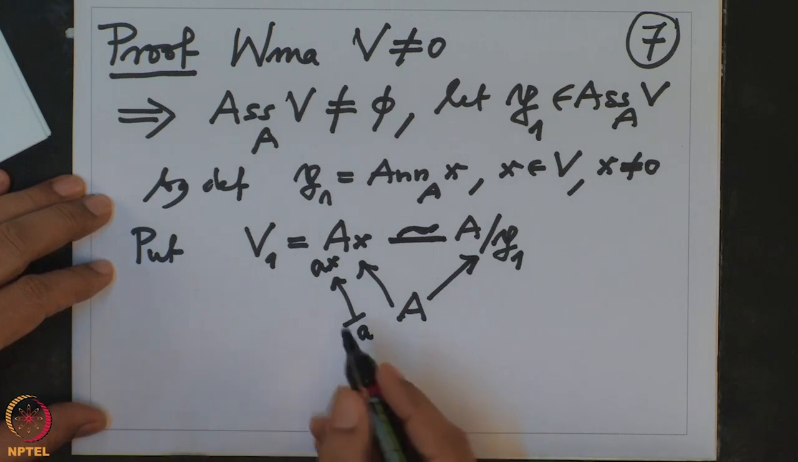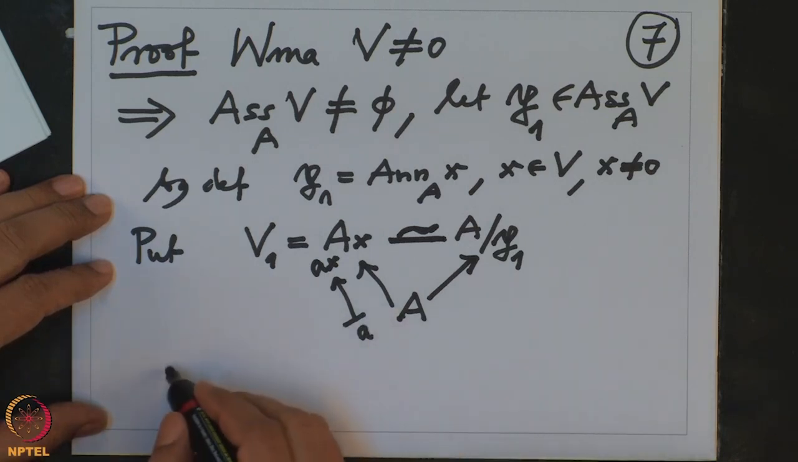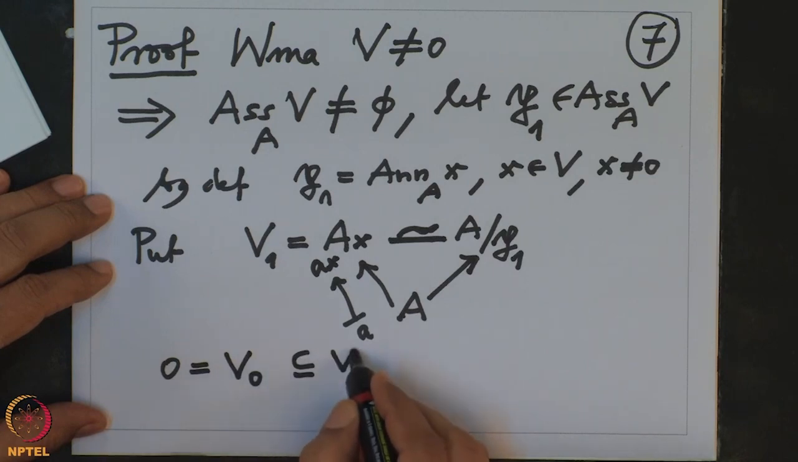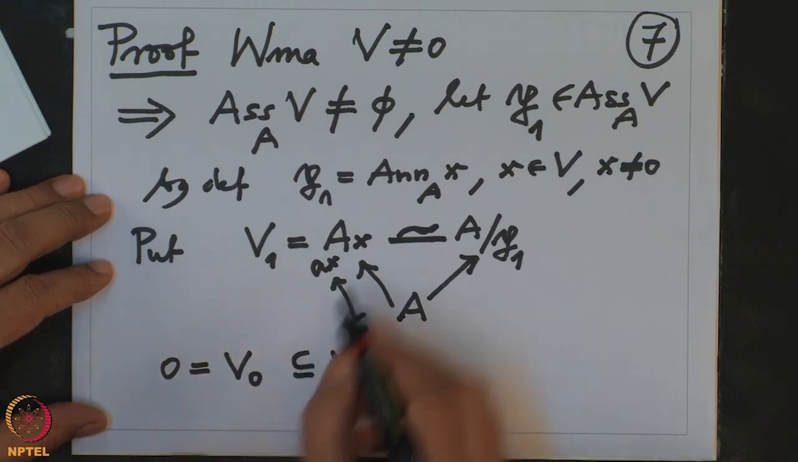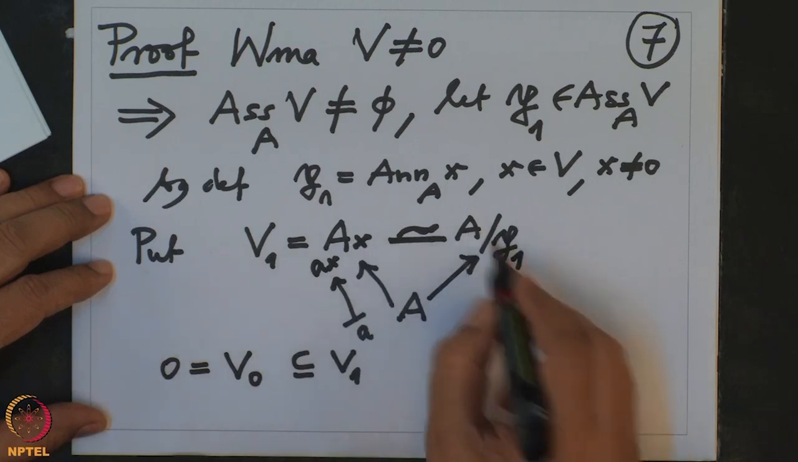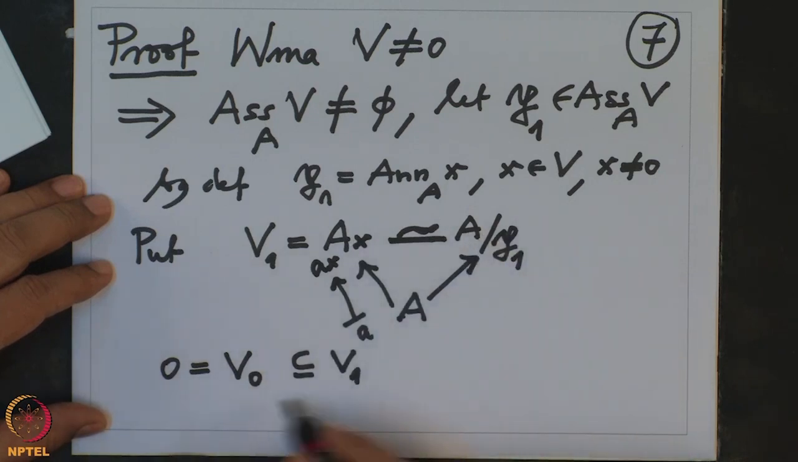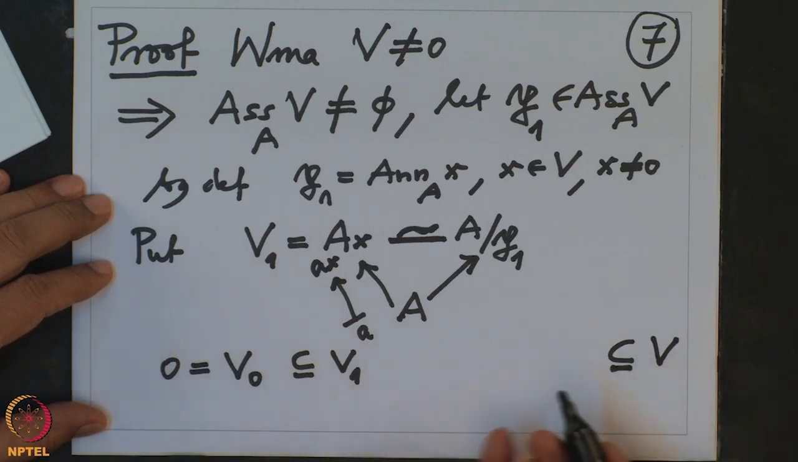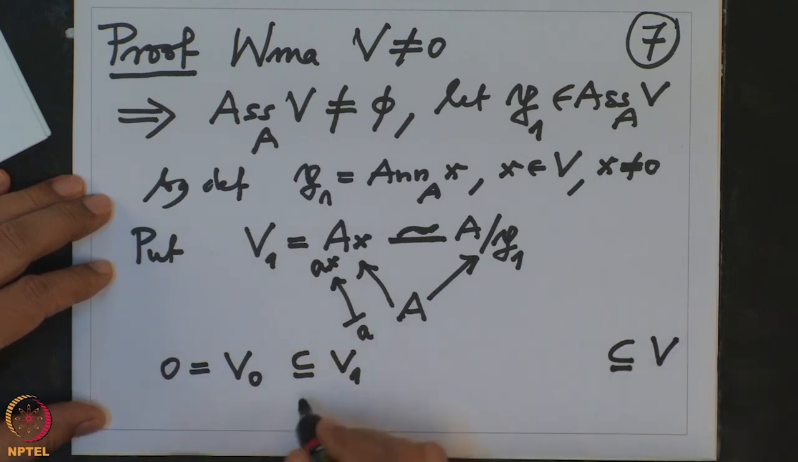So we have V0 here, and we found V1, and V1 by V0 is AX, which is isomorphic to A by P1. So our chain started. Now we have V here, and they are all contained in V. If V1 equals V, we stop there. If V1 is not equal to V, then we should be able to continue in the same way.